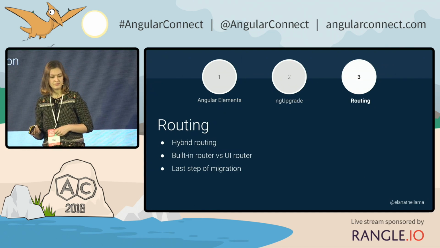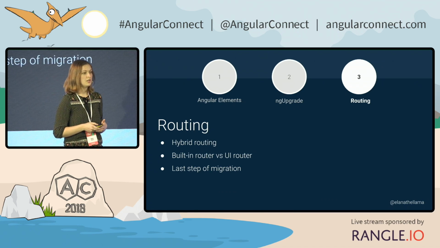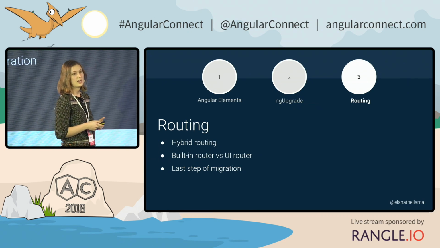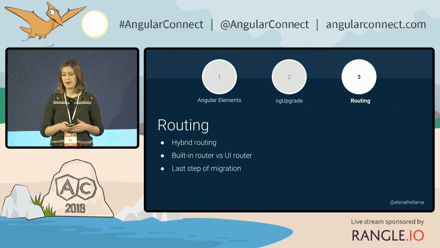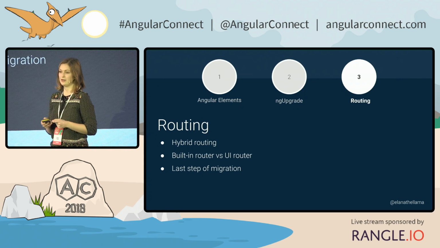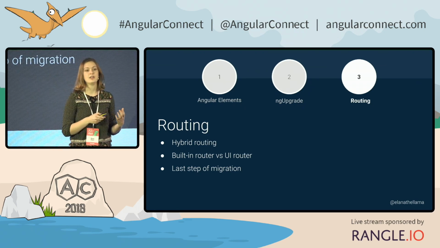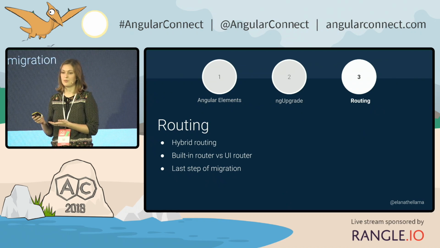And routing, or otherwise known as a hybrid routing approach, is where you can use the built-in Angular and AngularJS routers or UI router. And it is always considered the very last step in your migration approach, so that you have converted everything from AngularJS to Angular and you no longer need to support the AngularJS framework.